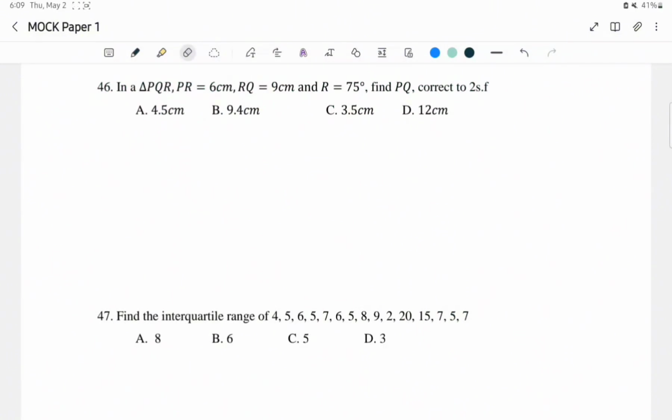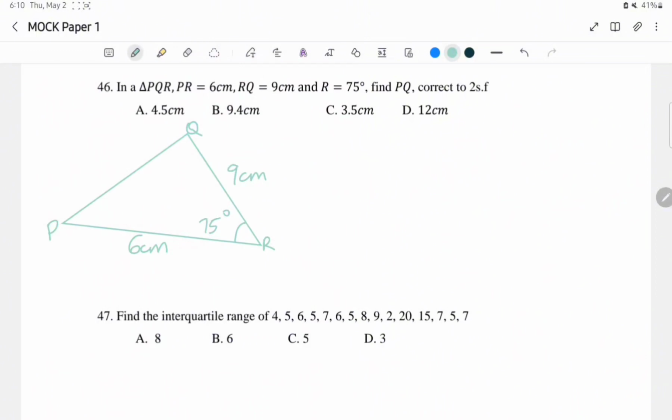For this question, we are not given a diagram, but we are given the description of the diagram. In a triangle PQR, that means I have a triangle. Let's say this is side P, this is side Q, and this is side R. PR is 6 centimeters, RQ is 9 centimeters, and angle R is 75 degrees. This angle here is 75 degrees. Find PQ, correct to 2 significant figures.